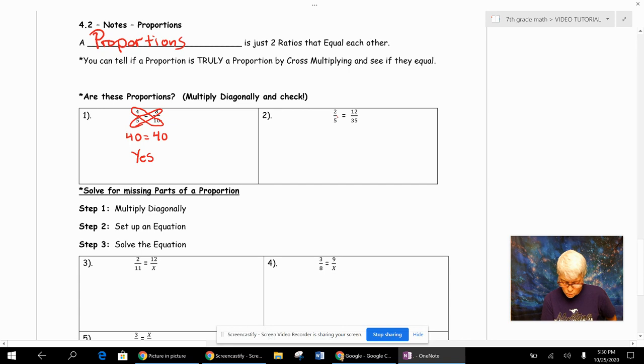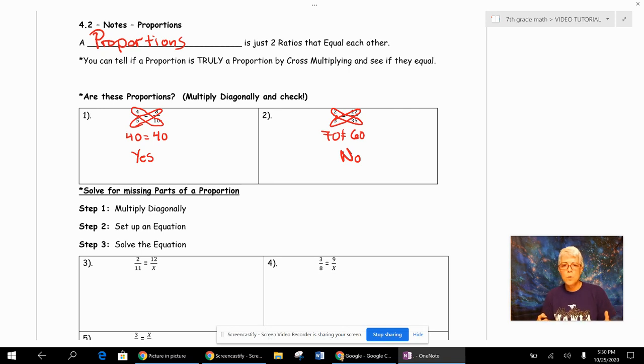Then let's do another one. 5 times 12 is 60. 35 times 2 is 70. And these are not equal. So no, those two, they're ratios, but they are not proportionate. We can't just assume they're proportionate. Now, the next problems are all going to be proportions.